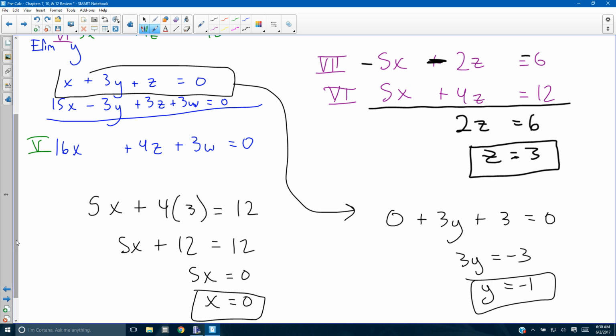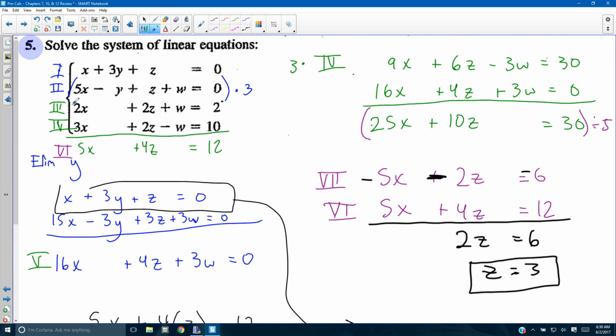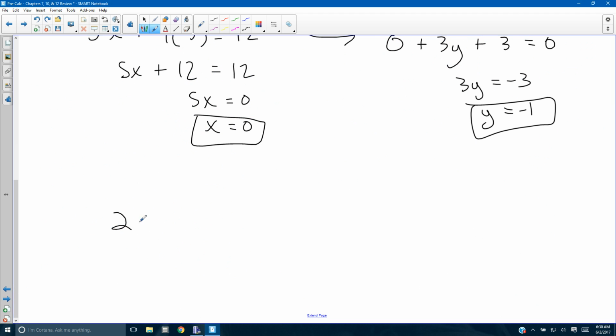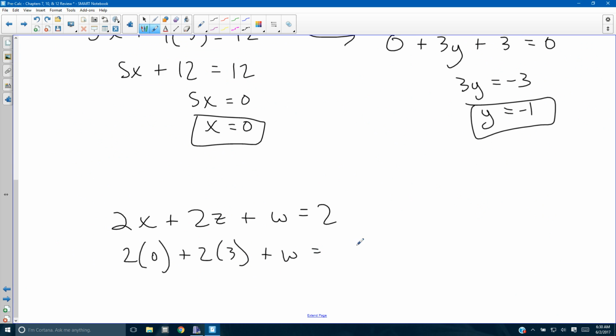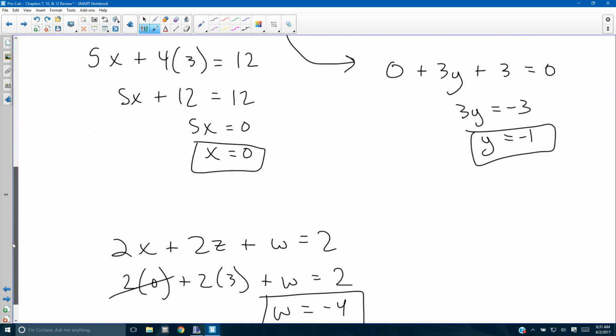And I have another equation that I can solve with w right here, like 2x plus 2z plus w equals 2. That's equation 3. 2x plus 2z plus w equals 2. X was 0, z was 3, plus w equals 2. 0 gone. This is 6. Subtract 6. W is negative 4. So in terms of solving this system here, I got all my 4 values.